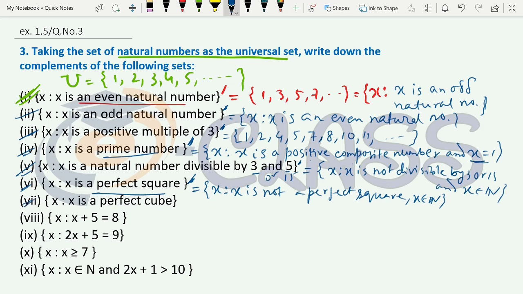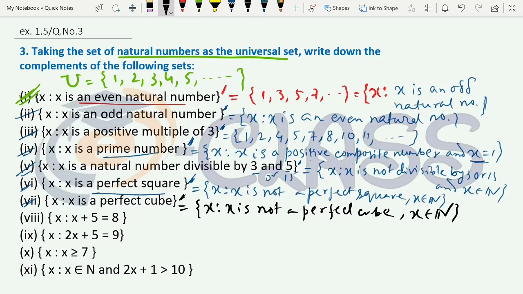Now question number 7. Question number 7 says x such that x is a perfect cube. So this is similar. The complement of the set contains the elements x such that x is not a perfect cube and x belongs to natural numbers.